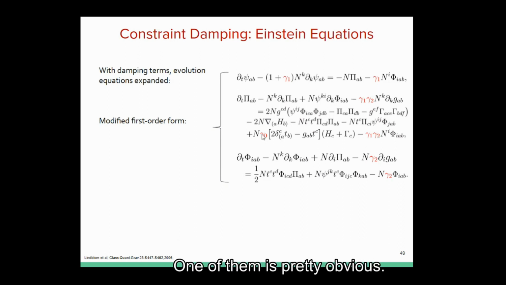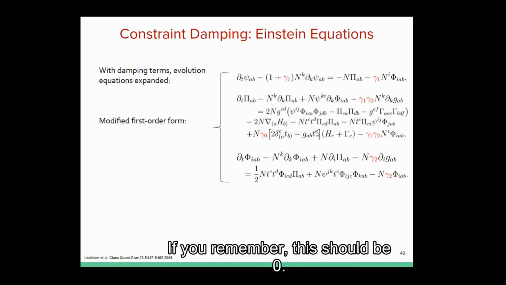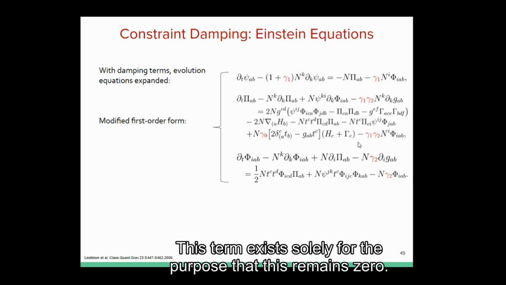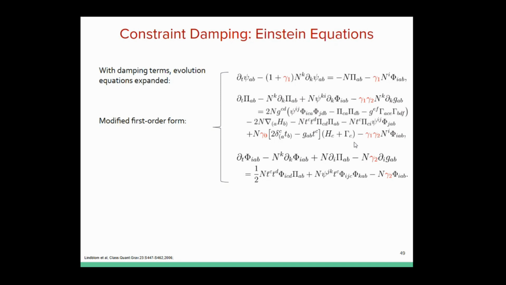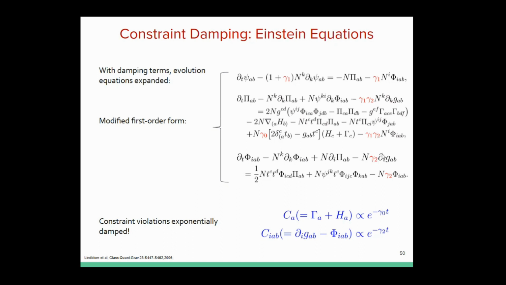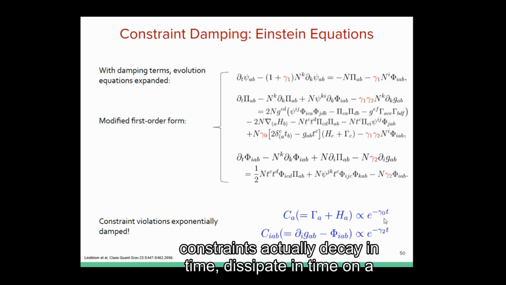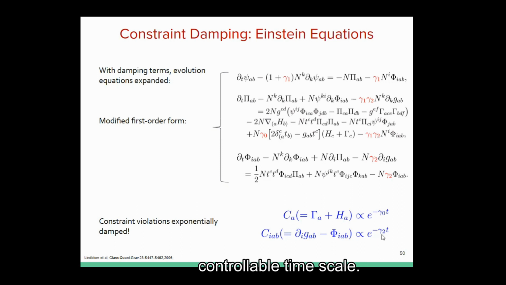One of them is very obvious. This gamma naught multiplying this. If you remember, this should be zero. This is a gauge condition. This should be zero, but this term exists solely for the purpose that this remains zero. It won't become zero by magic. So these gamma naught and gamma 1, these are quite tricky. Now, after having inserted these red terms, we find that our constraints actually decay in time, dissipate in time on a controllable time scale.